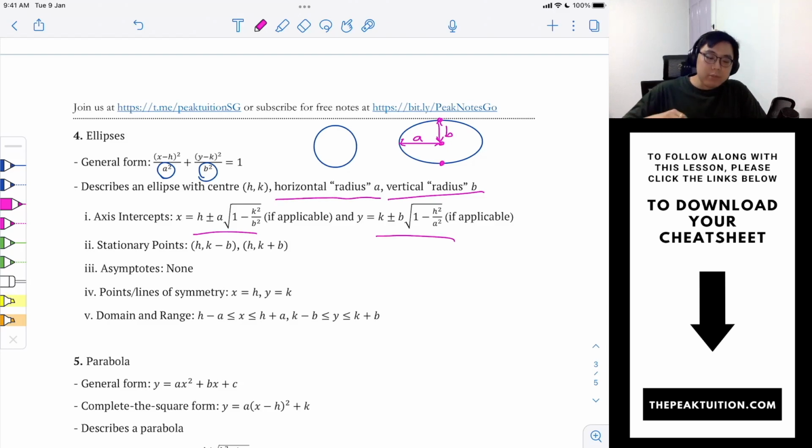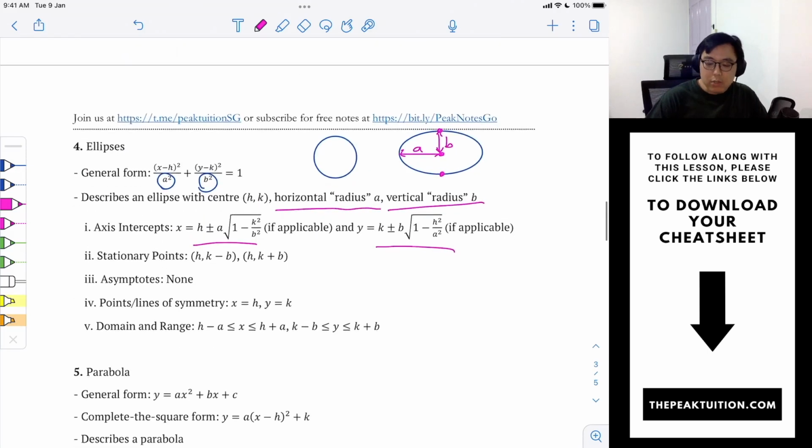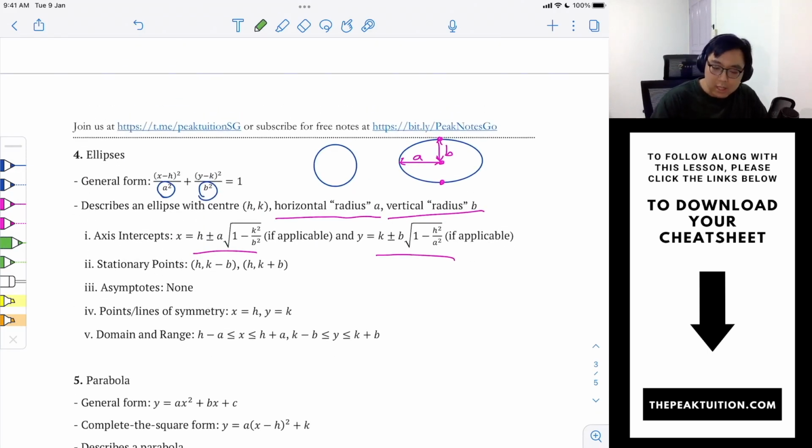Alright, so next we have asymptotes. There's again no asymptote because this ellipse doesn't approach any value in particular. And unlike the circle, where you have an infinite number of lines of symmetry, here there's only two ways you can cut it. You either cut it this way or you cut it this way. Other ways do not give you a line of symmetry.